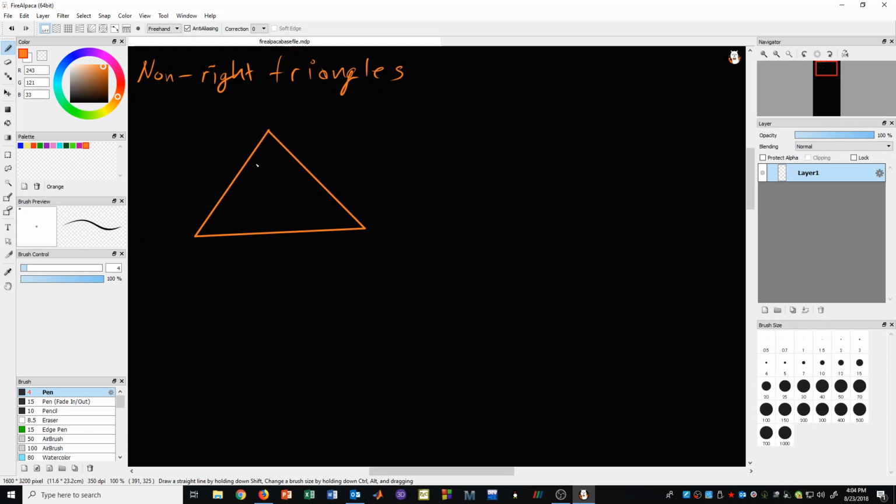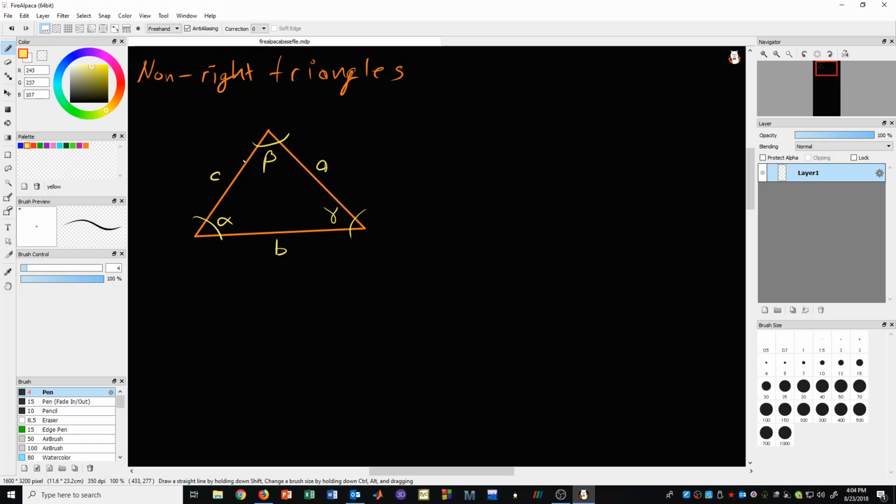And none of these angles are 90 degrees, and we can provide labels for each of those angles: alpha, beta, and gamma. And we can also provide side labels. So across from alpha, we're going to have A. Across from gamma, we'll have C. And across from beta, we'll have B.